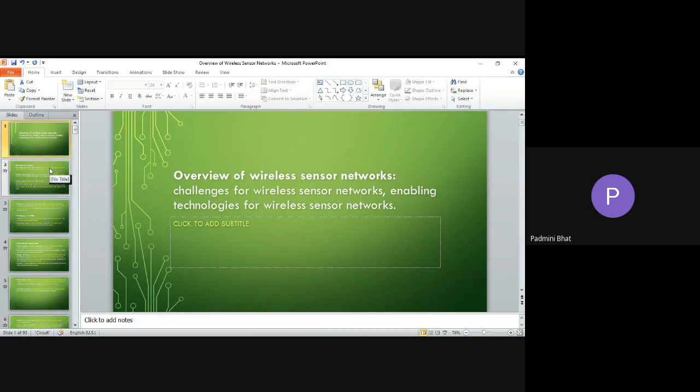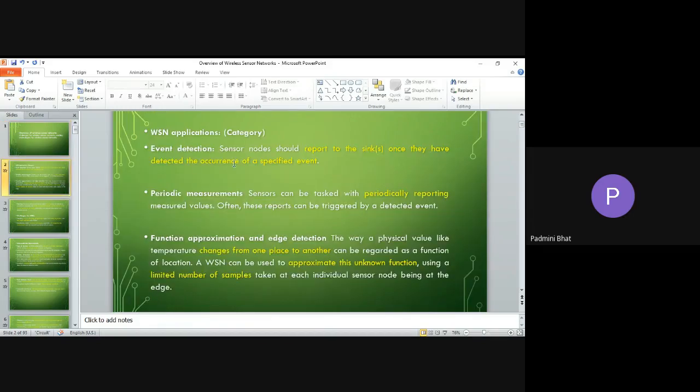So first we need to know what wireless sensor networks are, its applications, where it is used. Actually, when we study where it is used, we'll come to know what components or equipment a sensor network consists of, and what those equipment are known as. So one by one we will be studying. Now coming to applications, the first one is event detection.